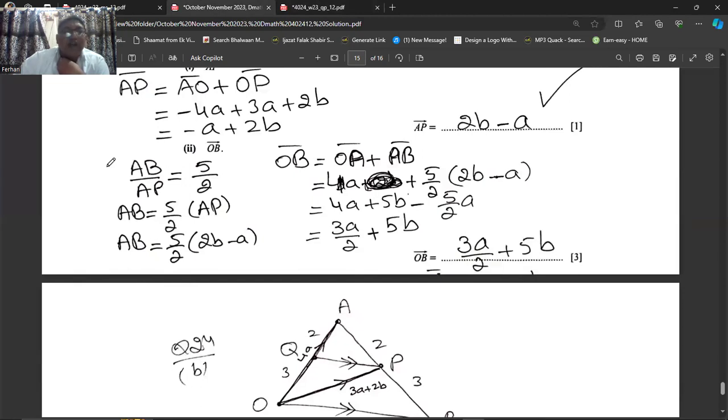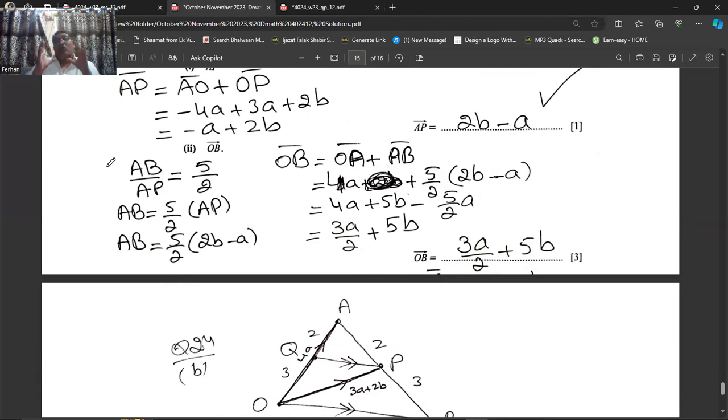So here you see, I want to find out the AB value. The actual question is OB, but first of all, I need to find out the AB value. So AB divided by AP is equal to 5 by 2. This is their ratio. I know the value of AP, we just found that. So AB will be equal to 5 by 2 of AP. So AB will be 5 by 2 of the AP value, which is 2B minus A.